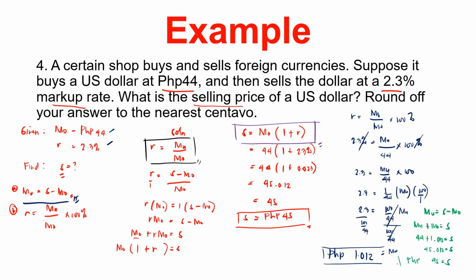Okay. So, ito yung class. Pero, I will advise you, use the first one, dun sa na-derive na natin yung formula ng selling price. Para less computation kayo. Mas mabilis tayo dito. Okay. So now, our selling price for the US dollar is 45 pesos.